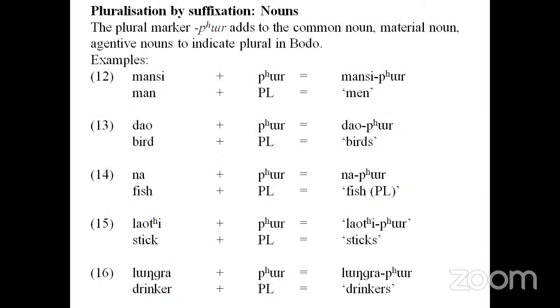The plural marker per adds to the common noun, material noun, and agentive nouns to indicate plural in Bodo. For example, mansi per means men. Dao means bird, dao per means birds; na means fish, na per means fish, plural. Lauti means stick, lauti per means sticks, and lengra is drinker, and lengra per means drinkers.